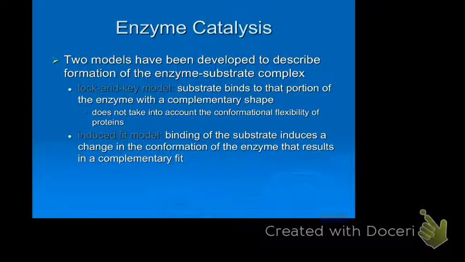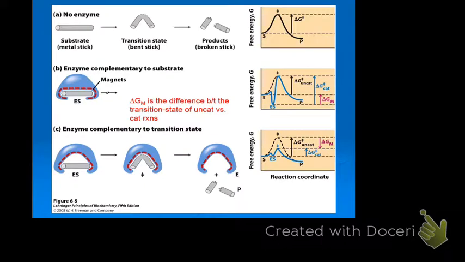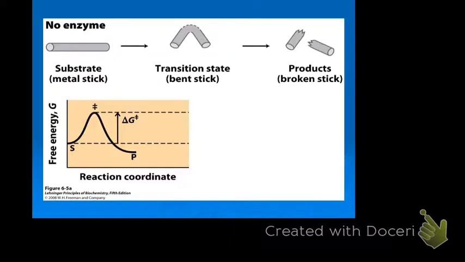And so, your book, and I'm going to break it down, likes to use this figure. And delta GM, by the way, is the difference between the transition state of the uncatalyzed versus catalyzed reaction. But I'm going to show each of these in their own right. Because at first I had to look at this a time or two myself to understand what they were trying to say.